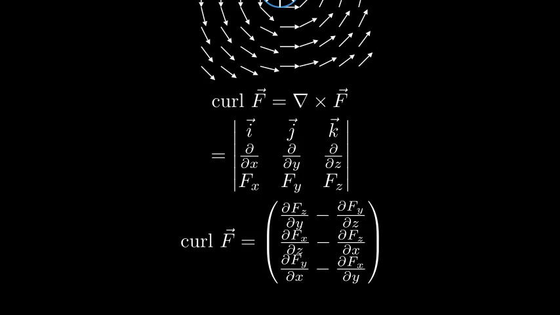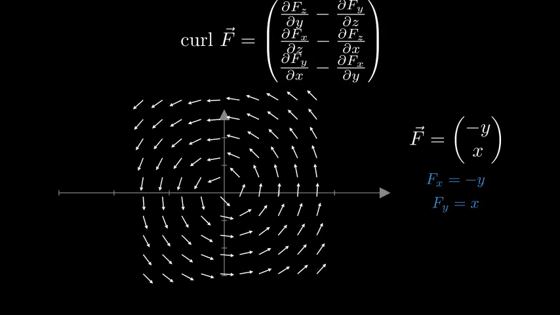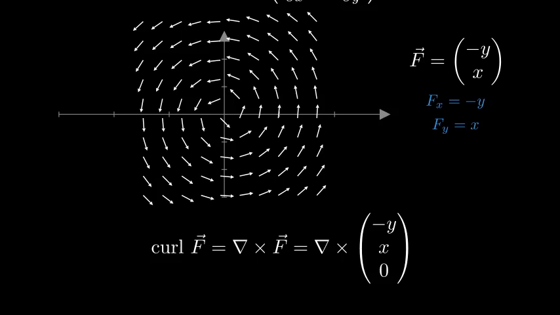To better understand this, let's consider a simple two-dimensional vector field, given by f equals the vector with components -y and x. This is a rotational field, where vectors rotate counterclockwise around the origin. Let's calculate the curl of this vector field. Since we're in two dimensions, we can treat this as a three-dimensional field where f_z is 0 and all partial derivatives with respect to z are 0. This means the curl will have components.